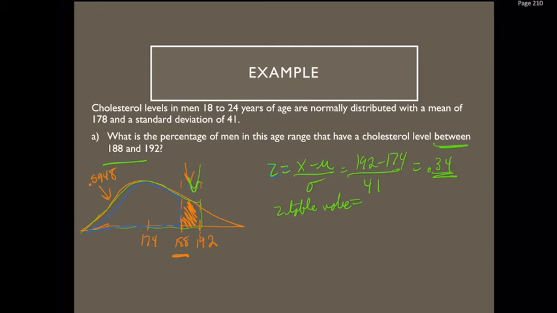So the area in this entire thing is 0.6331. And the area in blue over here is 0.5948. So if I take my entire area minus this blue, I'm just left with what's in between these two. So 0.6331 minus 0.5948 gives me 0.0383, so about 4% of men have a cholesterol level between 188 and 192.